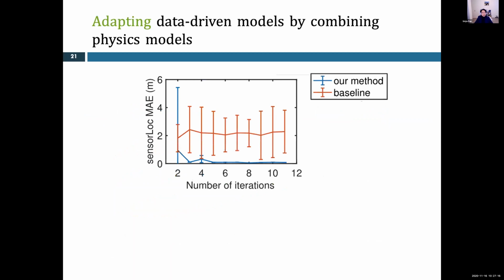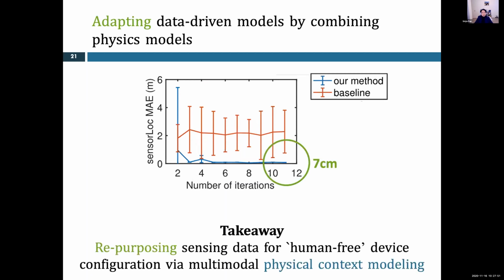We evaluated this scheme in a real-world scenario and compared our method that considers the beam effect, the physics model, to the pure data-driven approach as a baseline. We can see that the baseline, without the physics model's adaptation, shows approximately 2 meters estimation error, while our approach achieved up to 7 centimeters estimation error on average. So the takeaway message here is that we can repurpose the sensing data for human-free device configuration while doing multimodal physical context modeling.